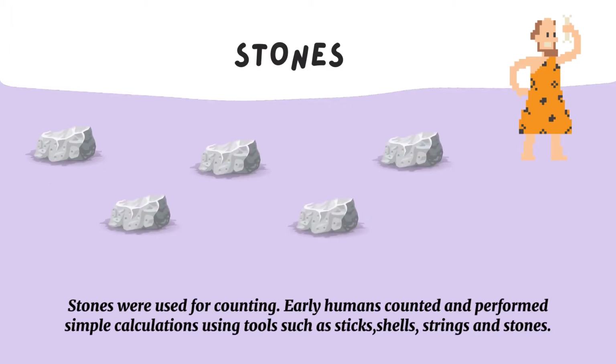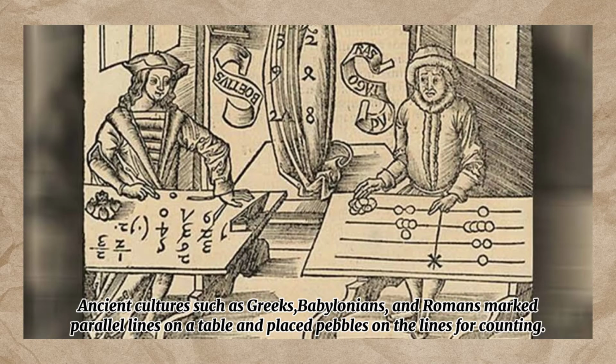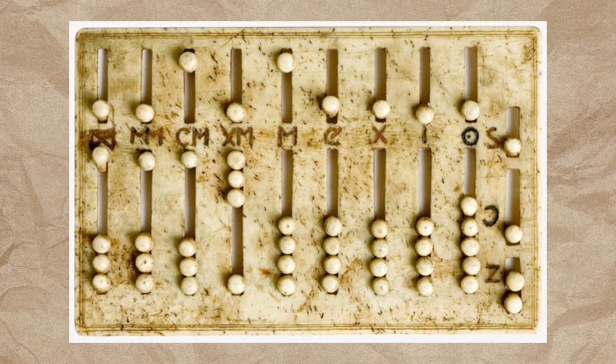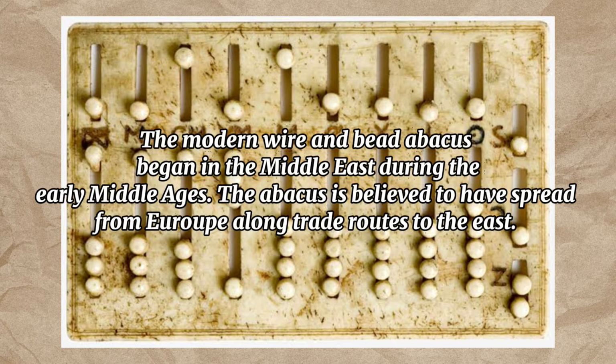Stones were used for counting. Early humans counted and performed simple calculations using tools such as sticks, shells, strings, and stones. Ancient cultures such as the Greeks, Babylonians, and Romans marked parallel lines on a table and placed pebbles on the lines for counting. The modern wire and bead abacus began in the Middle East during the early Middle Ages.